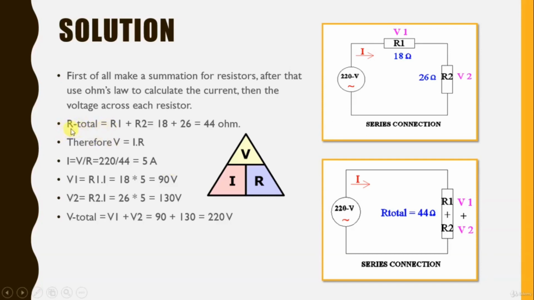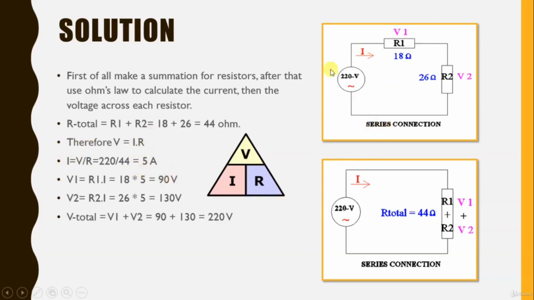First, make a summation for the resistors to get R total. So R total is equal to R1 plus R2, which is 44 ohm. Now, by applying Ohm's law, you can determine the value of the current, which is I equal to V over R, 220 volts over 44. The final answer is 5 ampere.